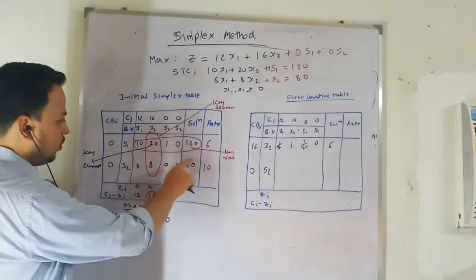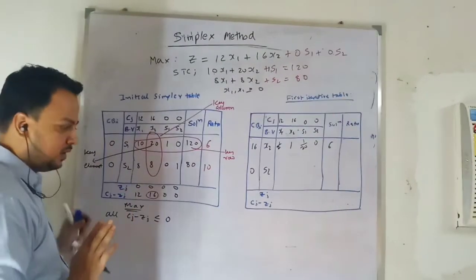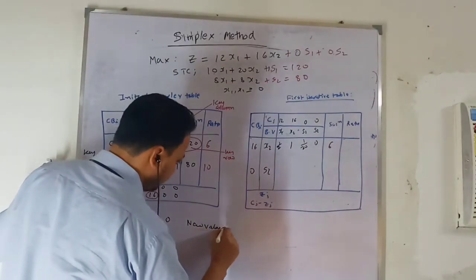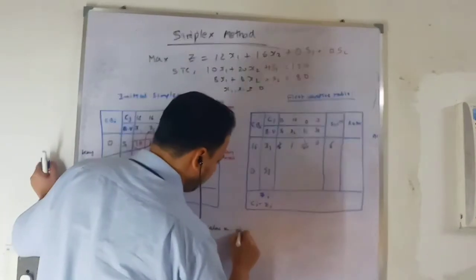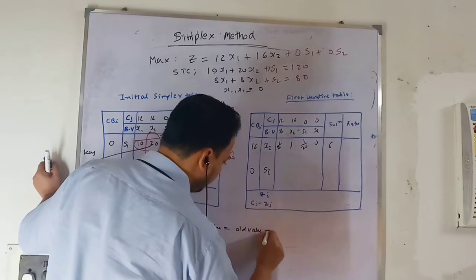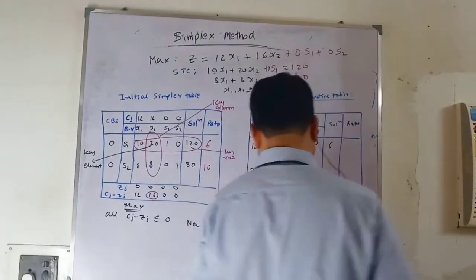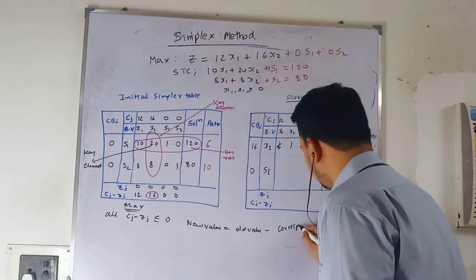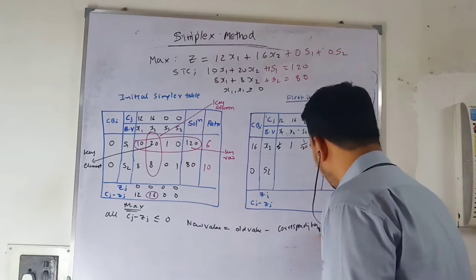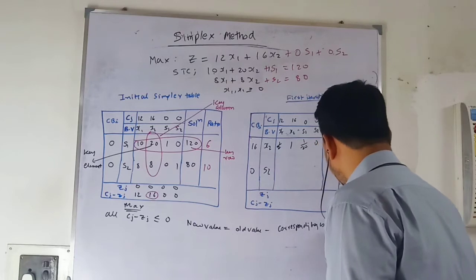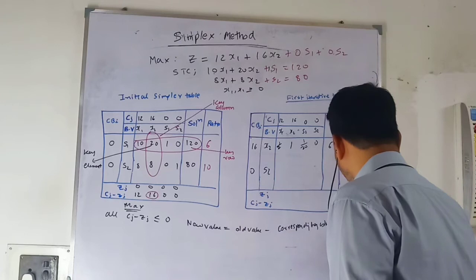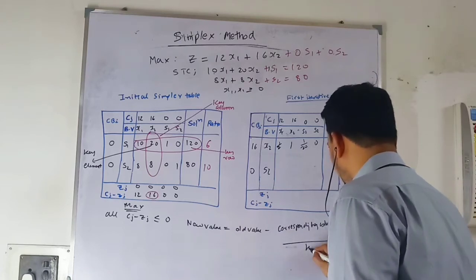Okay. For the row that doesn't have the key element, the formula to find the new value is: old value minus corresponding key column element times corresponding key row element, divided by key element.